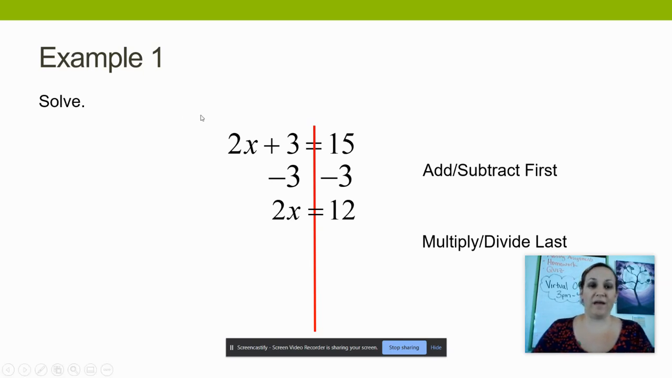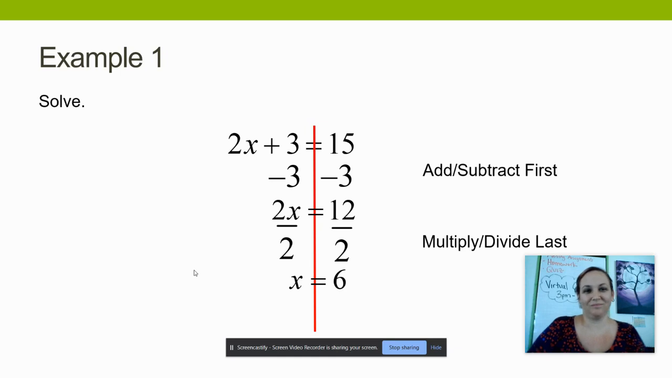In this problem, I have a 2 that's being multiplied with my letter X. The inverse of multiplication is division. So I will be dividing once on the left and once on the right by the number 2. The multiplying by 2 and the dividing by 2 will cancel each other out, leaving me with just my letter X, and 12 divided by 2 is 6. And 6 is the answer to this question.